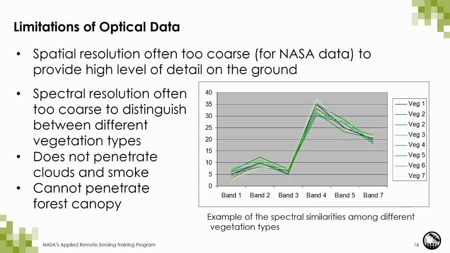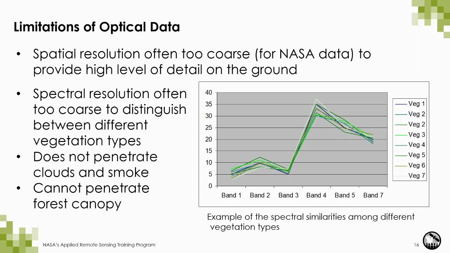Additionally, the spectral information of these sensors is not sensitive to variations in different vegetation species, for example. And in those kinds of classifications, you would need something like a hyperspectral sensor to differentiate those.